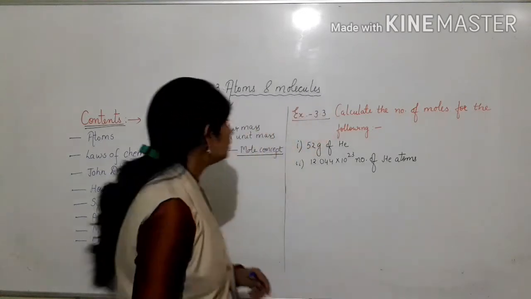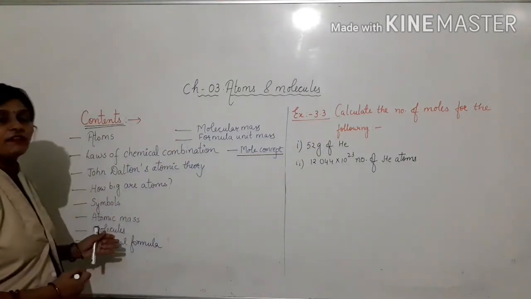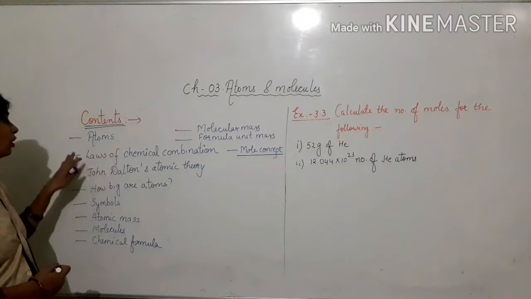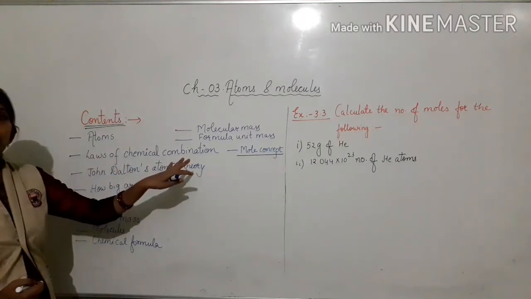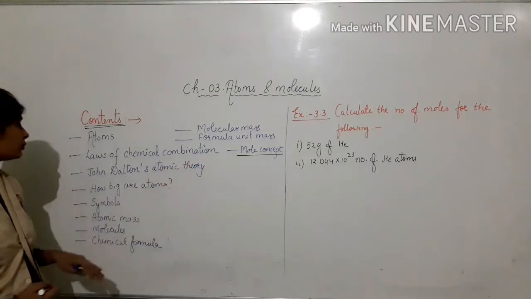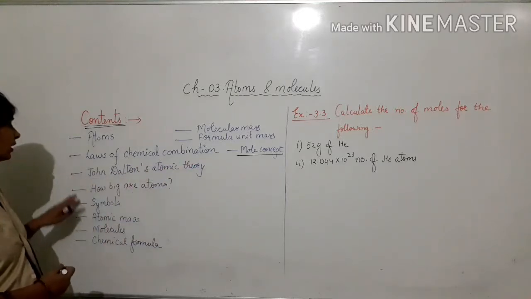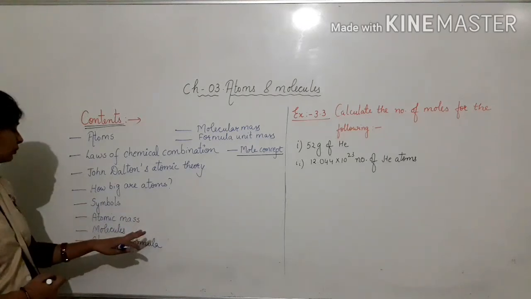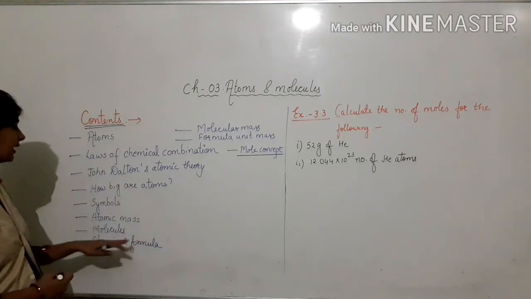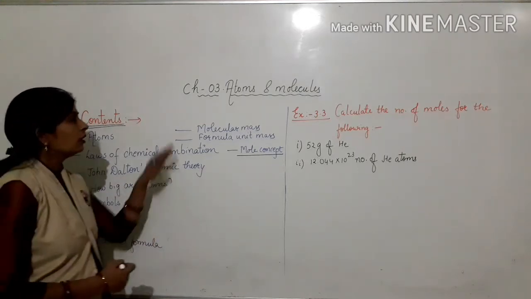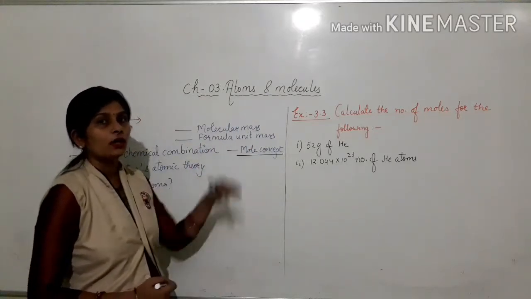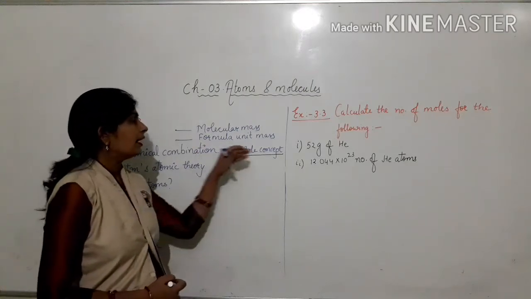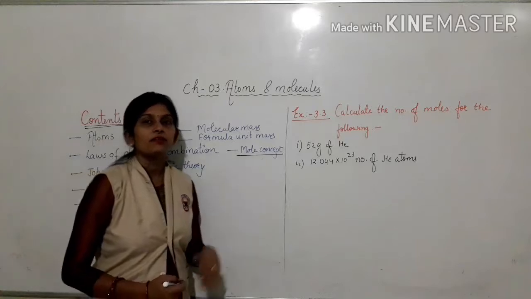Now let's look at the contents which we have covered so far in this chapter. What are atoms? Laws of chemical combination, that is the law of conservation of mass and the law of constant proportion, John Dalton's atomic theory, how big are atoms, symbols, atomic mass, what are molecules, what are the different types of molecules, chemical formula and how to derive it, molecular mass and formula unit mass and how we can calculate them, and finally the mole concept that we covered in our last class.